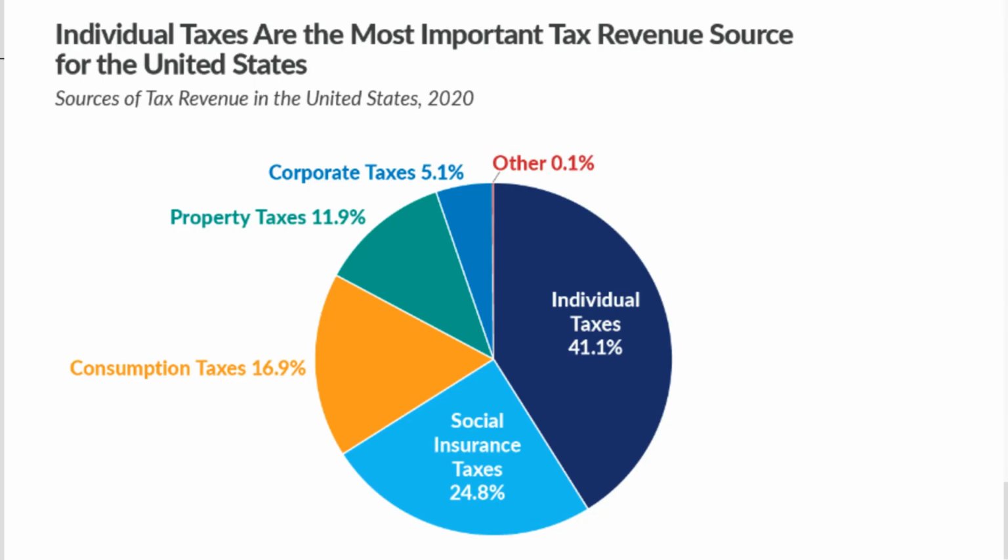Overall, this shows that government revenue comes directly from individuals, either through income or payroll taxes. This means that when governments make decisions about what they're going to spend that money on, it is really important for a lot of Americans because it's their money.